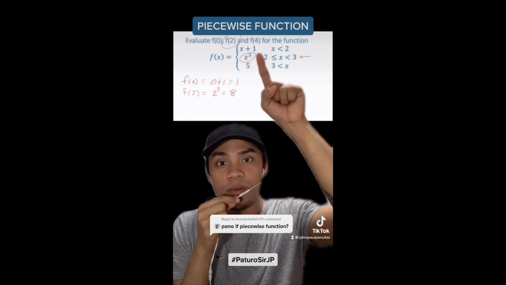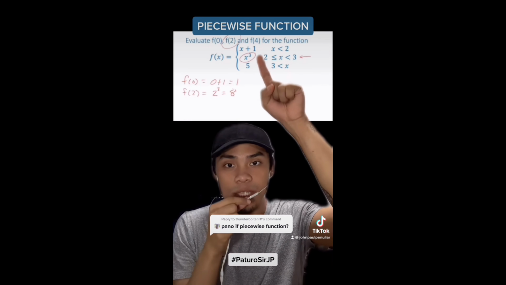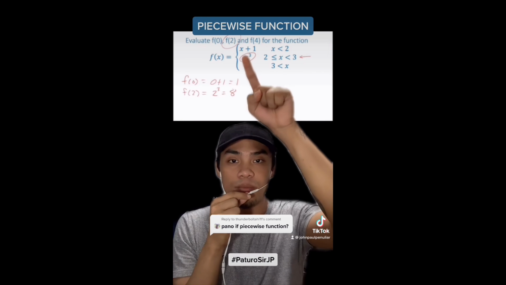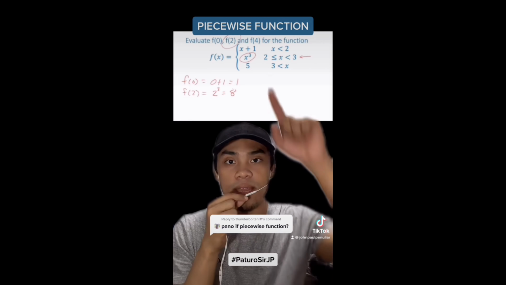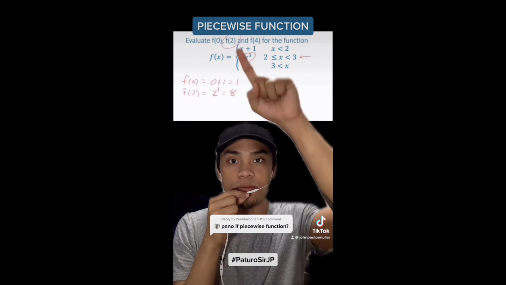So, ang gagamitin mong function is itong x plus 1. So, dito natin isa-substitute yung 0. Okay? So, yun yung 0 plus 1, which will give you 1. Okay? Next, gamitin natin f of 2.